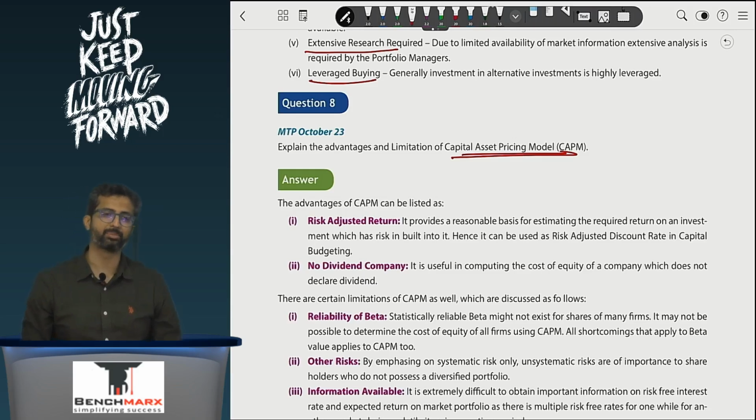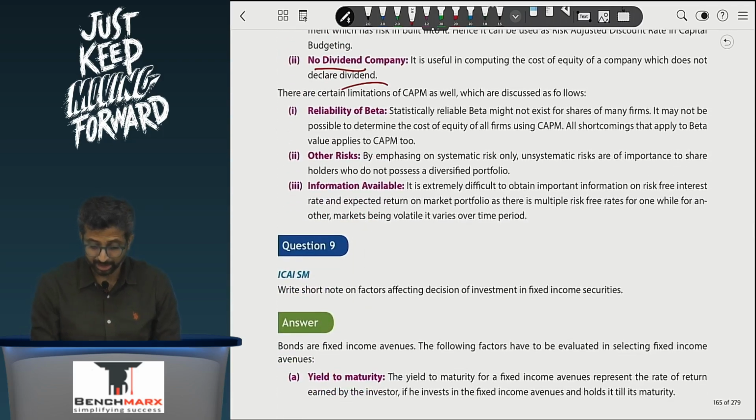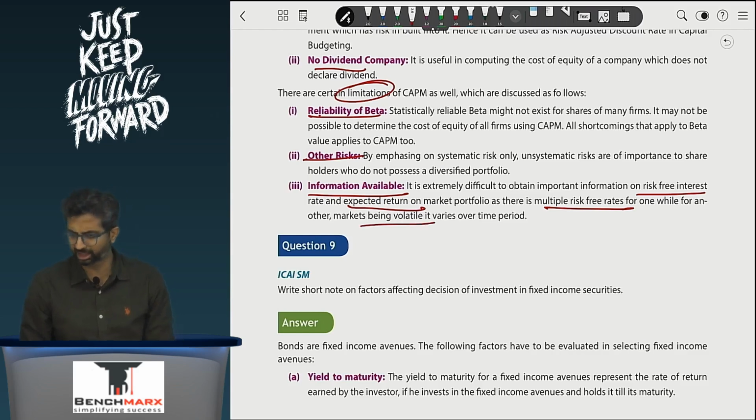So we have studied CAPM on the numerical side, यहाँ पे उसका theory आता है. So it's a risk adjusted return, that is the advantage. Higher the beta, higher the risk, higher is the return. And it is useful to find the required rate of return. The limitations of CAPM would be reliability of beta, because it is not necessary the market moves in tandem with beta. There can be other risks and information available. It's extremely difficult to get information on the market portfolio, multiple risk free rates exist, multiple market indicators exist. That is a possible drawback.